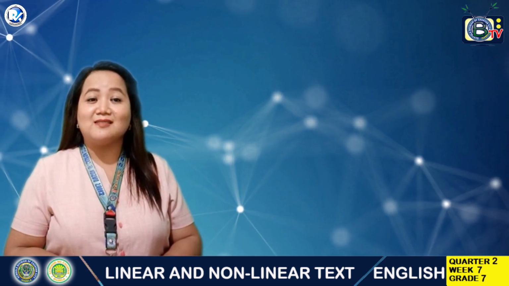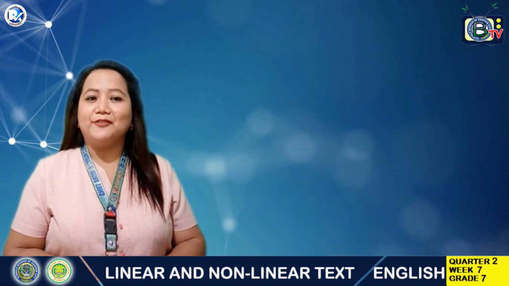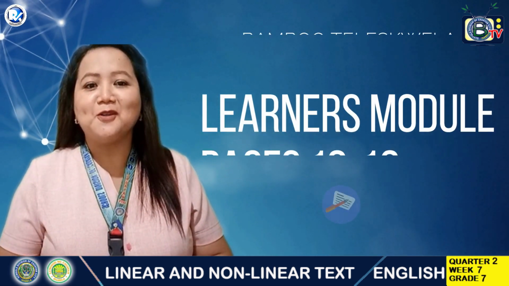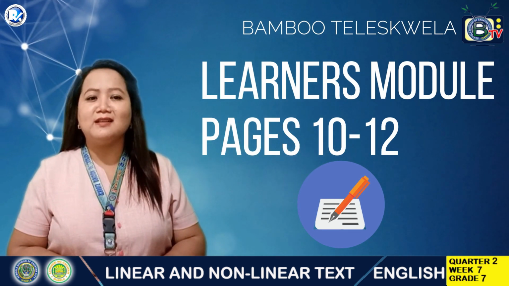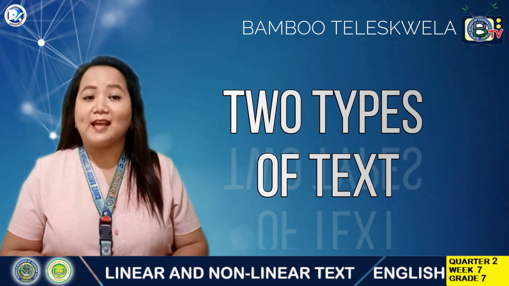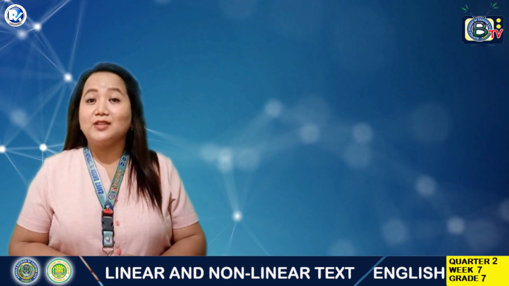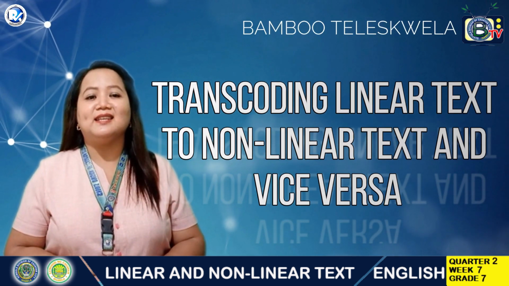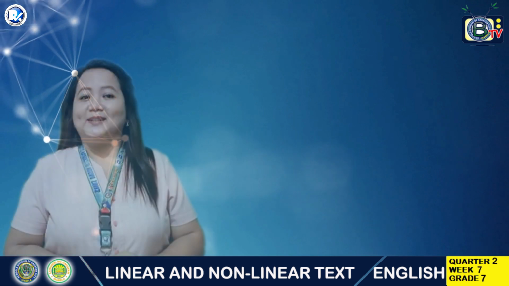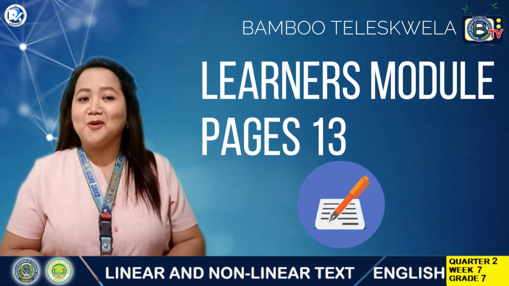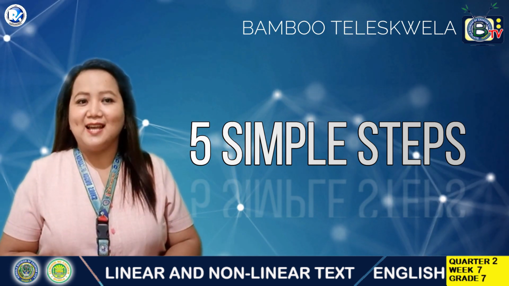Did you get the three examples right? If yes, that's good. If not, try to reread your modules again at pages 10 to 12 to master the difference of the two types of text and its examples. At this point, we will transcode linear text to nonlinear text and vice versa. Go to page 13 of your modules to see the 5 simple steps in doing this.